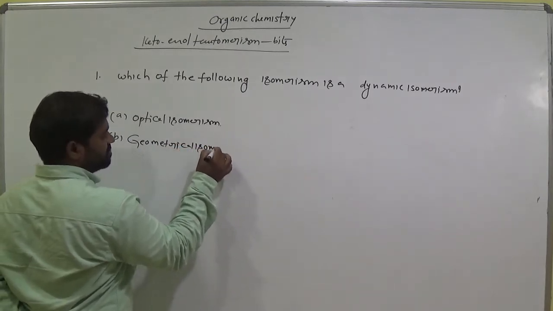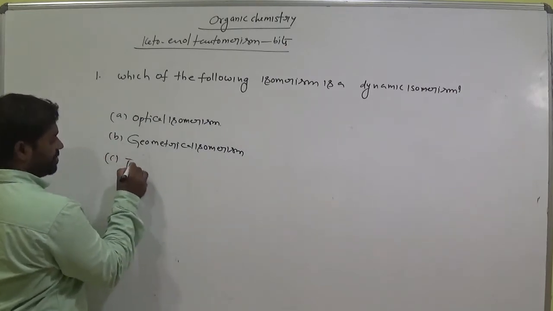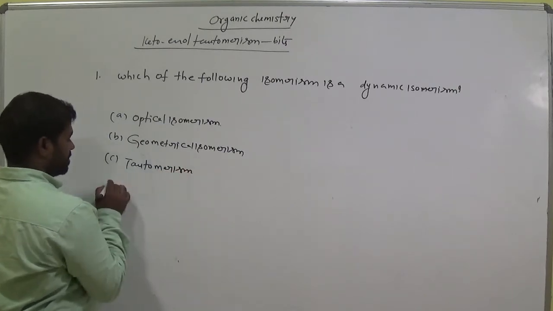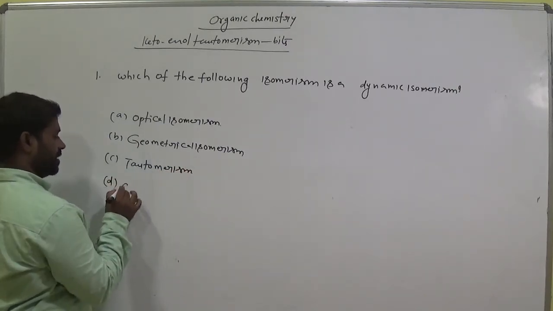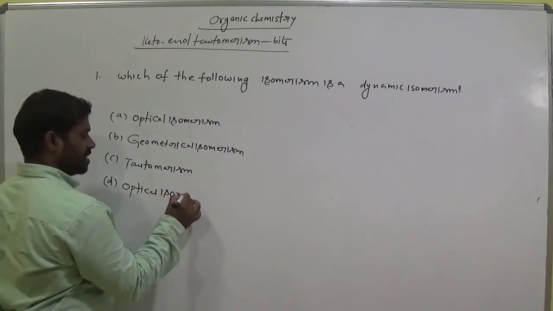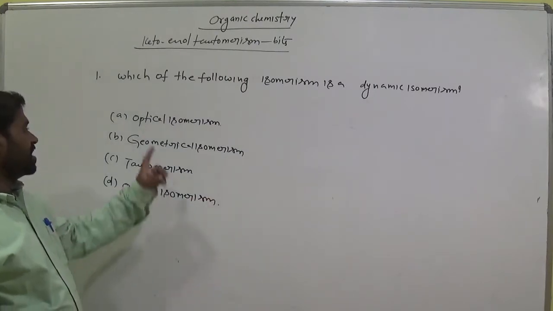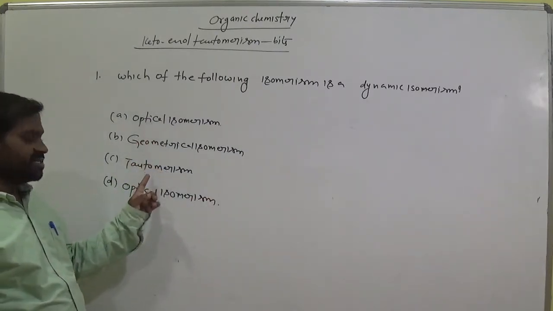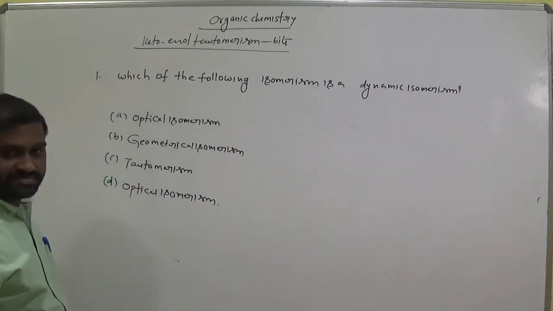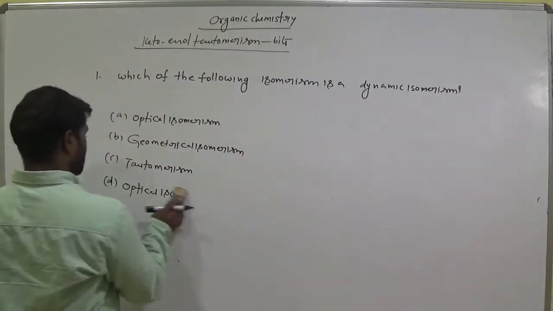Geometrical isomerism. Option C, tautomerism. Option D, optical isomerism. So what is the first one? Optical isomerism, geometrical isomerism, tautomerism, and optical isomerism is already given. Metamerism, right?